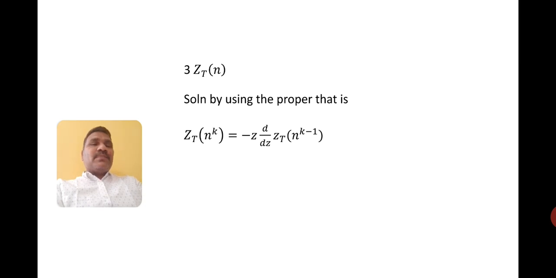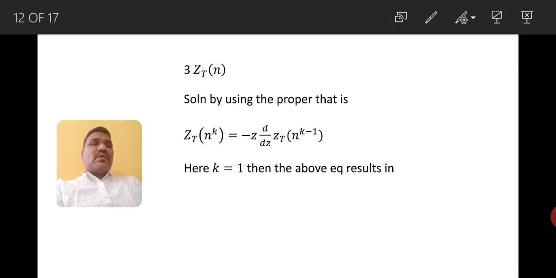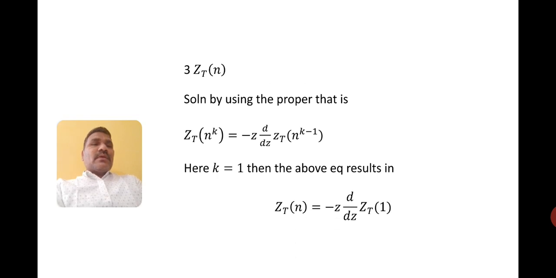What it says is that the Z transform of n to the power k is equal to minus z d by dz of the Z transform of n to the power k minus 1, right? Now put k equal to 1. When you put k equal to 1, we will get the Z transform of n in the above formula.